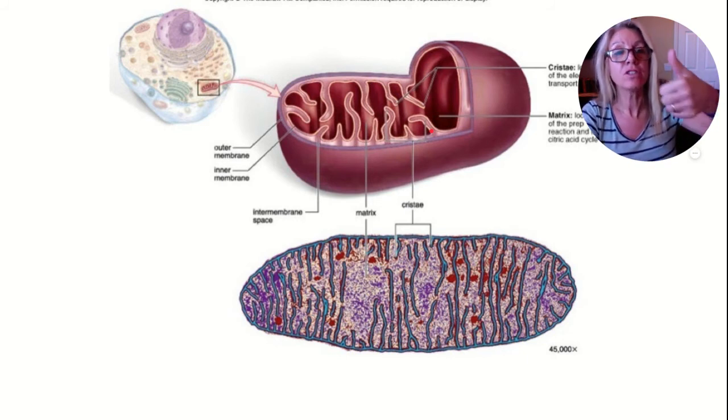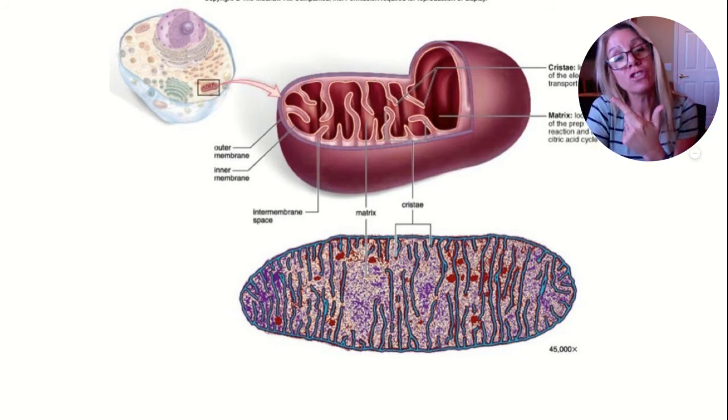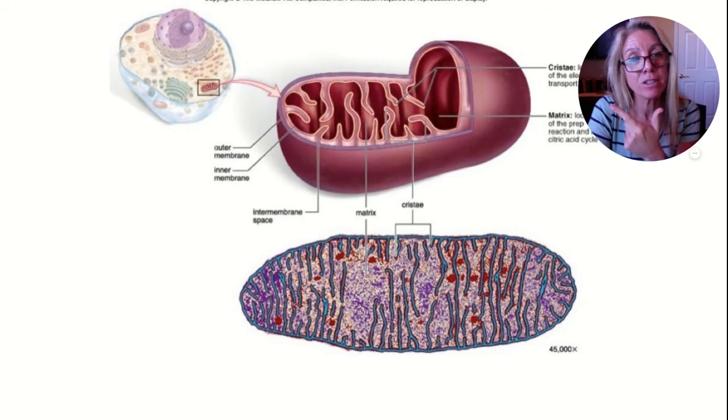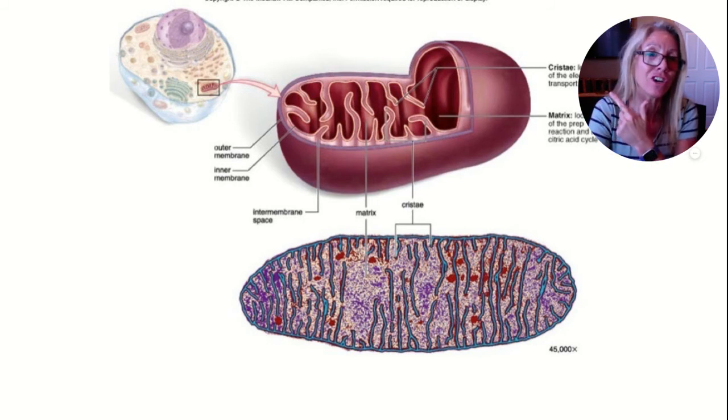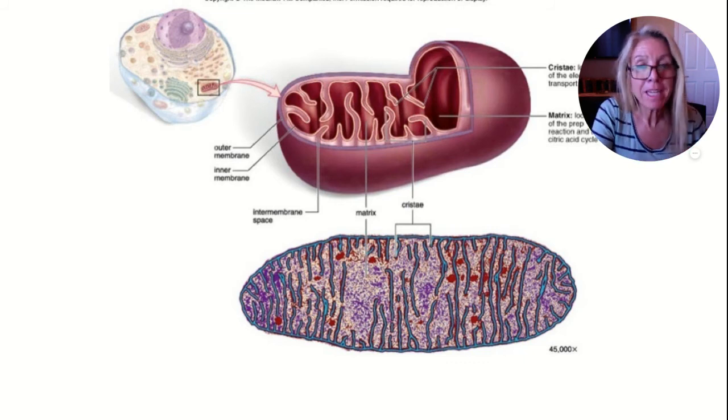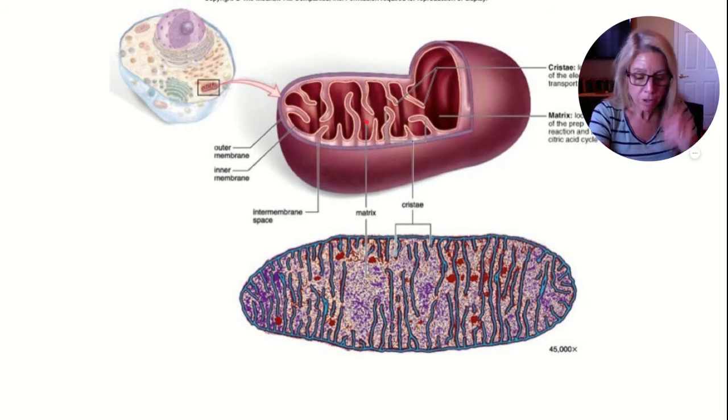And you're going to put that in your notes: a difference in concentration, a difference in charge, because they're hydrogen ions, a positive charge, and pH. So concentration, charge, and pH. The matrix in the middle, right here, the darker color, is the location of the transition preparatory reaction, step 2, and the citric acid cycle, which is step 3.